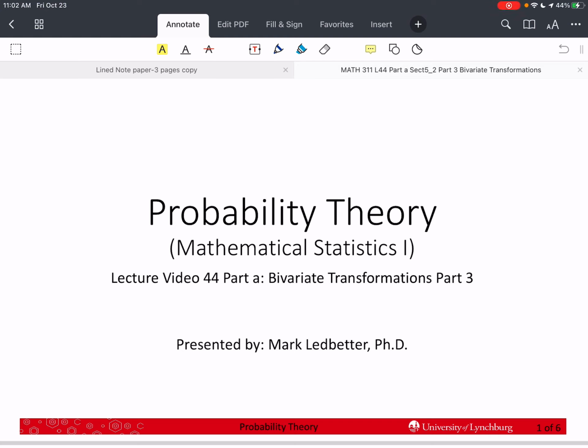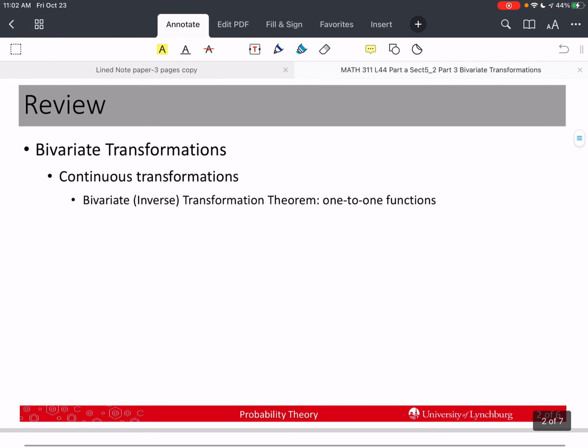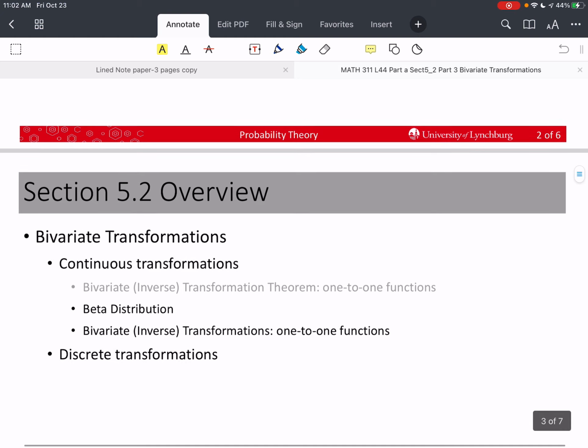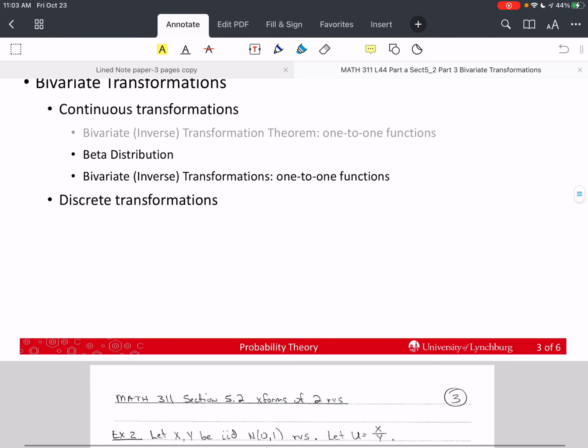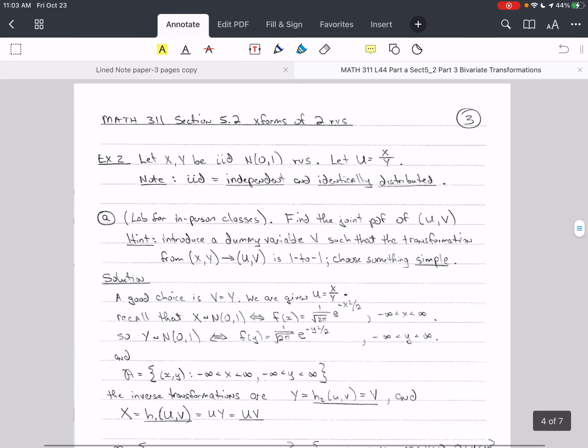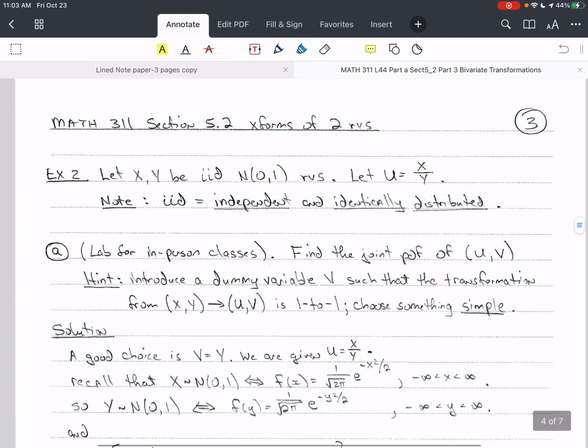I'm Mark Ledbetter. This is lecture video 44, part A, and we are discussing bivariate transformations, and this is part 3. In the previous videos, we've reviewed the bivariate transformation theorem. This is a theorem for one-to-one functions of two variables. It is also called the bivariate inverse transformation theorem. In this video, we are going to discuss an example using the bivariate transformation theorem.